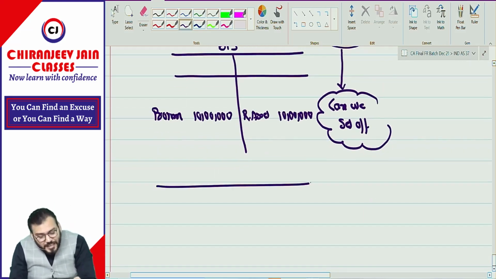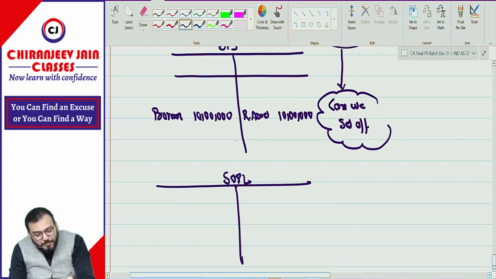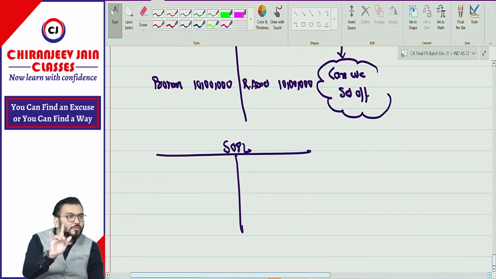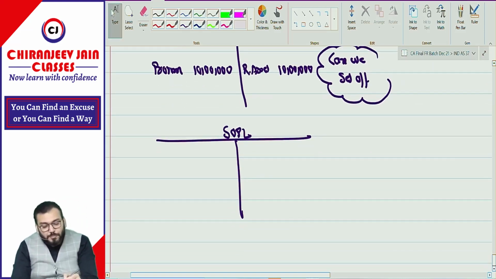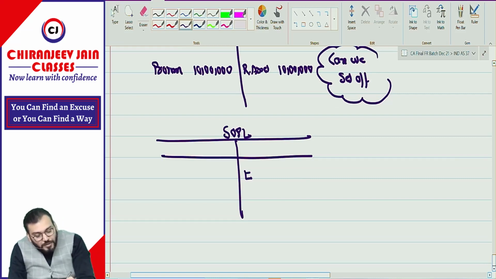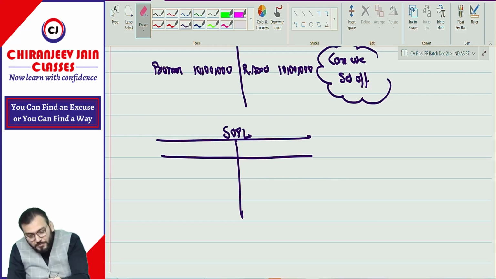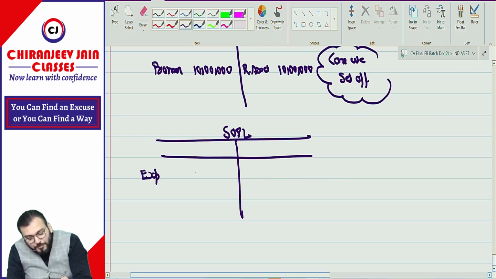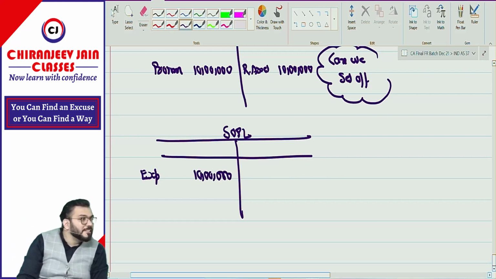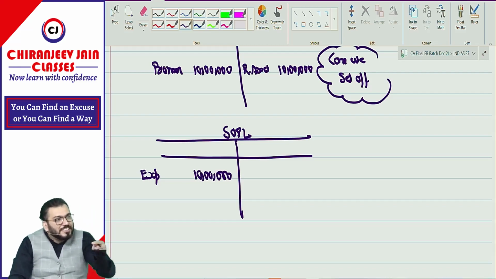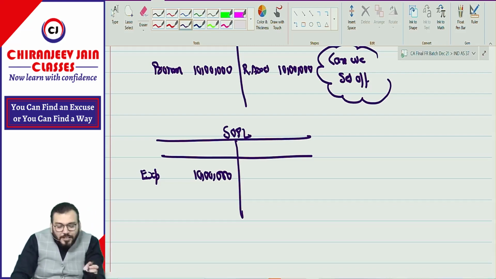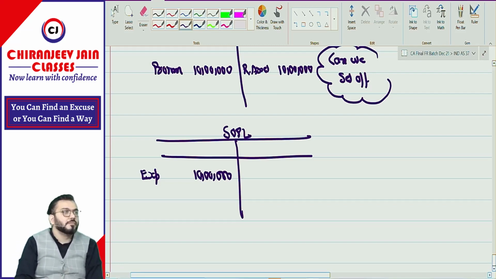Now in SOPL, right now I am drawing horizontal format. It does not mean we follow horizontal format. We follow vertical format. In SOPL, we write expense. Provision is an expense. We recognize an expense of 10 lakh. Now reimbursement means gain or income. So should this gain be recognized as a separate income or gain, or can it be set off with the expense? What do you think?